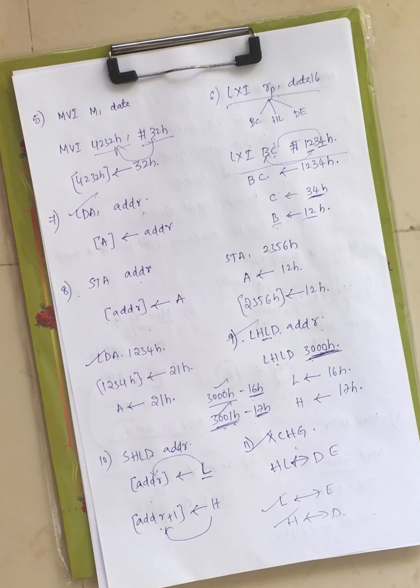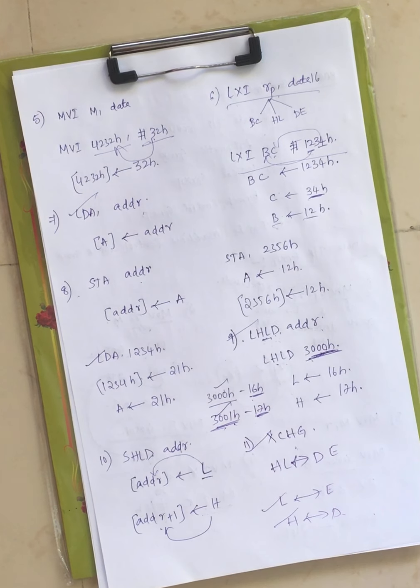SHLD is nothing but store HL direct address, right? Just the reverse operation. Now L will store some data and H will store some data. The contents of the L register are moved to the address that is specified within the instruction, and the contents of the H register are moved to the next memory location. That means storing the HL register contents into the address specified within the instruction: that address is stored with the contents of L, and the next memory location is stored with the contents of H, right?